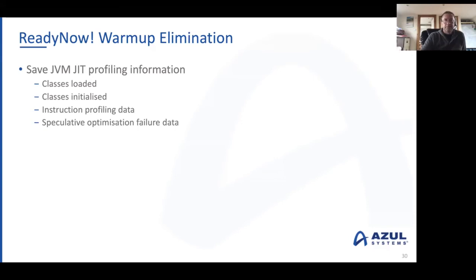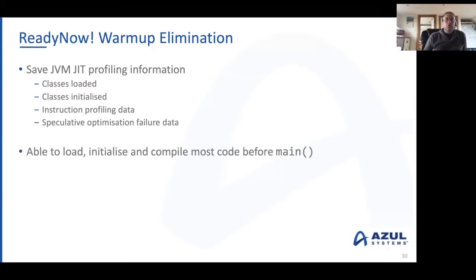By doing that, what we're able to do is when we start up the application again, using our ReadyNow profile, we can actually load all the classes that are possible to load, initialize all the classes we can initialize, and compile almost all the code before you actually get to your main entry point. So by the time you get to main and you start running your application code, you're running at about 98% of the performance you had when we took the profile. Literally, you need about 2 or 3 transactions to kickstart everything to get back to that 100% level that you had before.